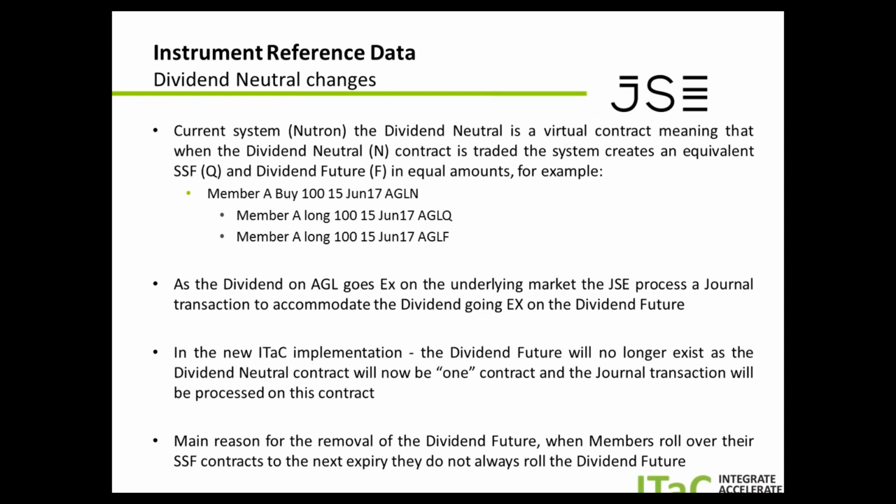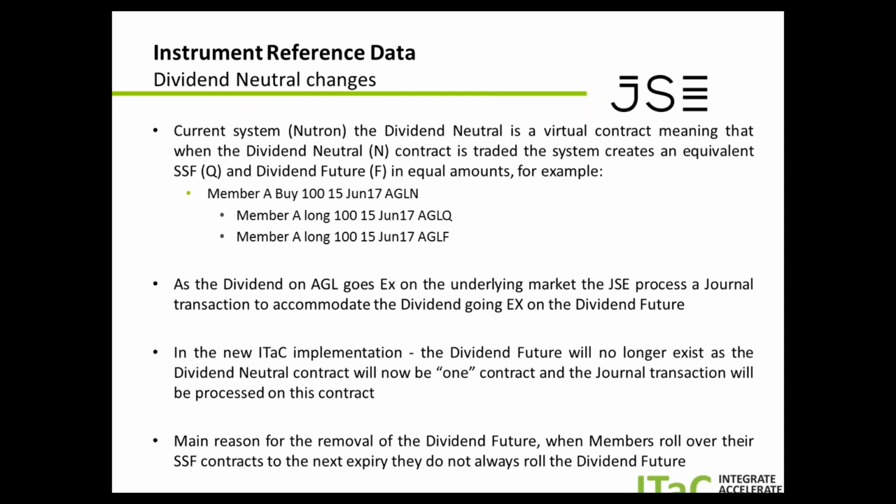Now going forward, the dividend future is falling away. So we're combining both of them into one contract, which is called the dividend neutral contract. So you're actually going to trade the dividend neutral. You're not going to predict the dividend when you trade it. And on X date, the journal transaction will still run on the dividend neutral where it used to run on the dividend future.